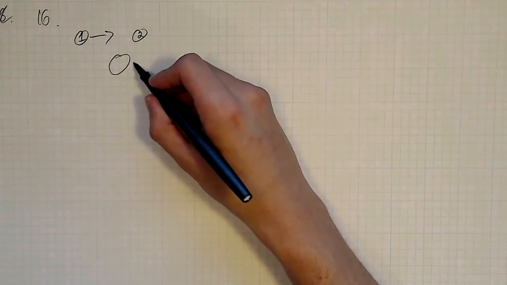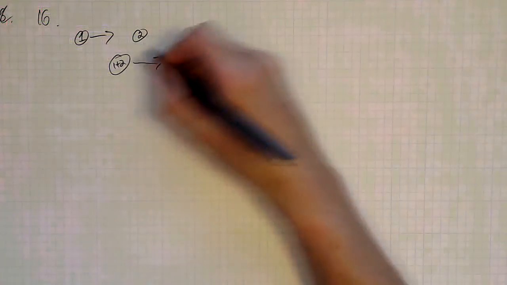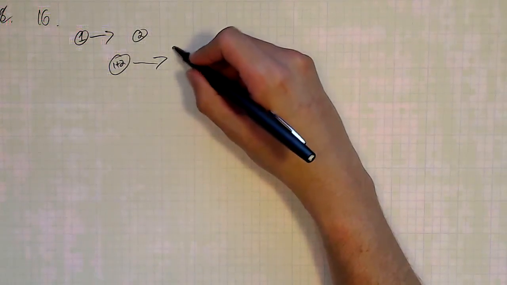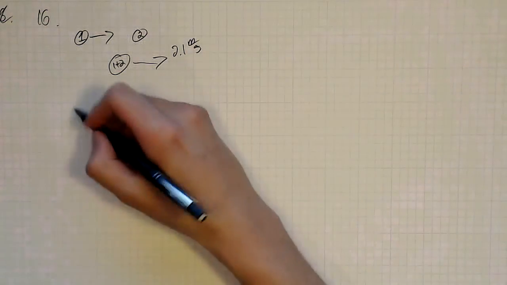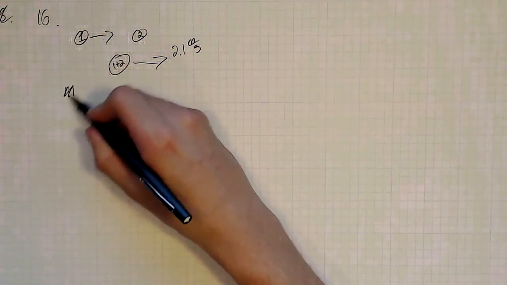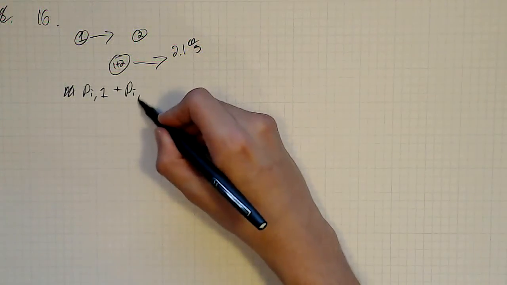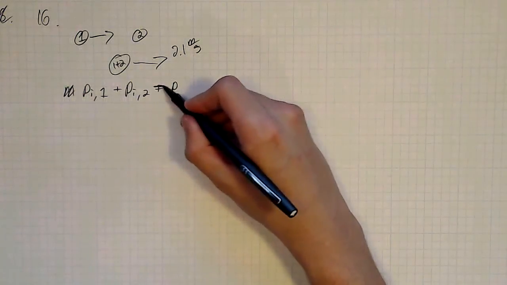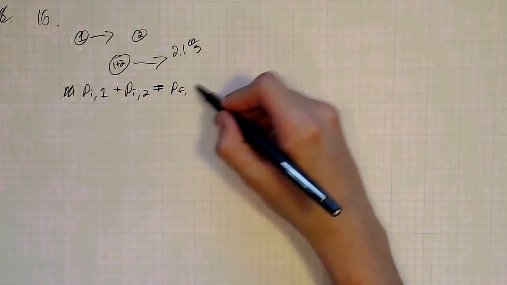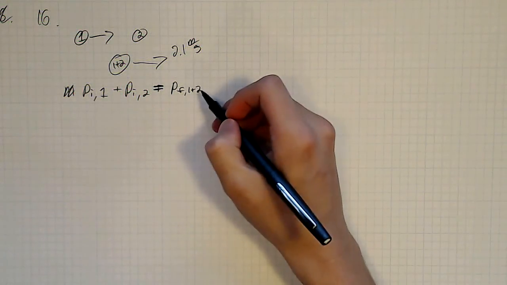Both of them stuck together, moving in this direction at 2.1 meters per second. So the initial momentum of ball 1 plus the initial momentum of ball 2 has to be equal to the final momentum of both of them stuck together.